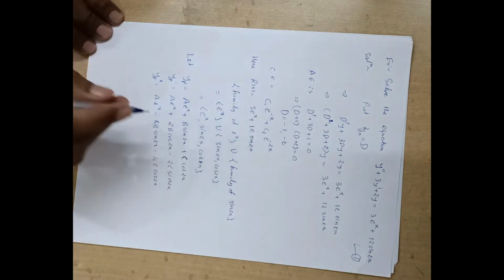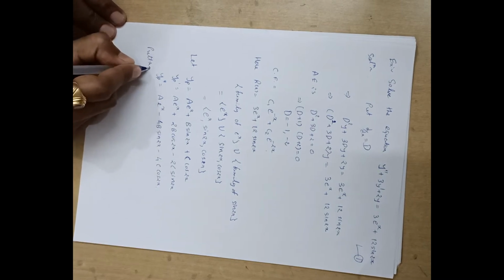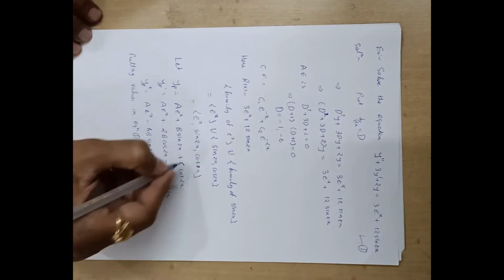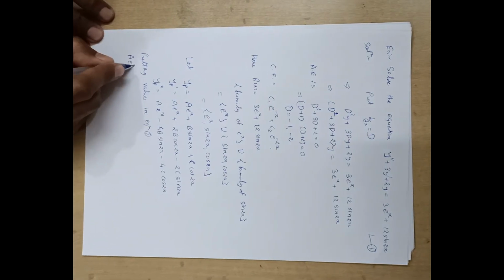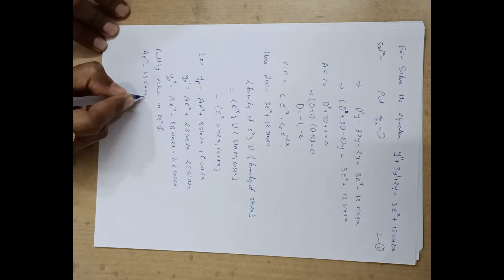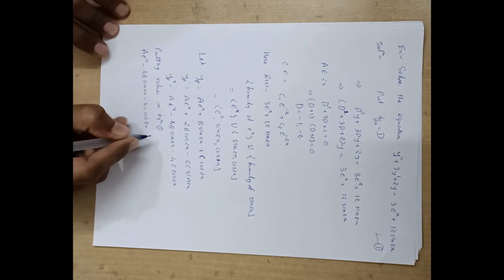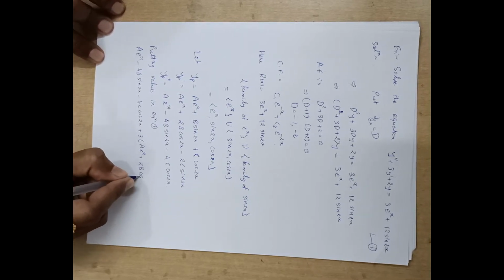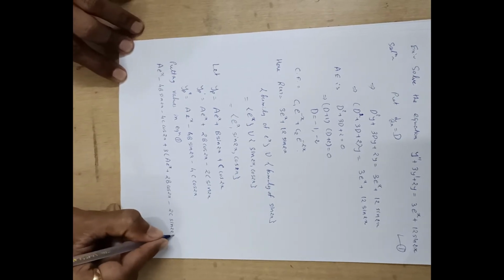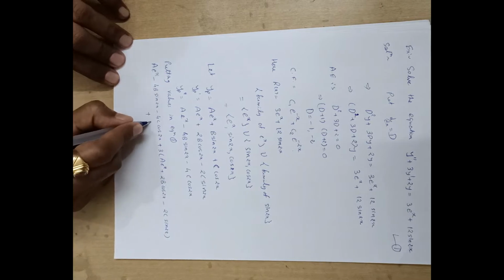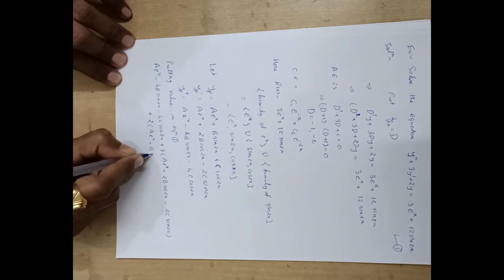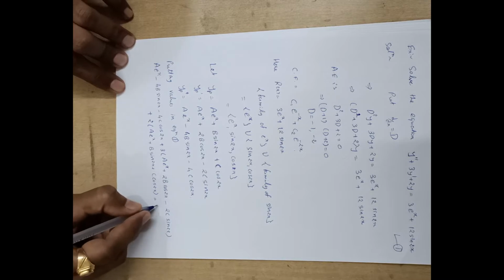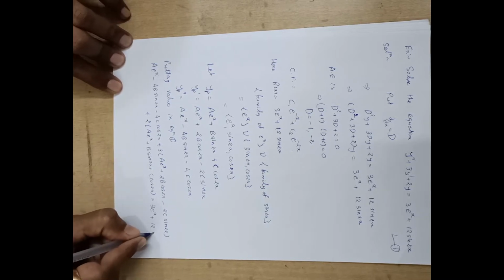Now putting all these values in equation 1, what we have is: y'' will be replaced with yp'', that means a e^x - 4b sin 2x - 4c cos 2x, plus 3 into yp', that will be a e^x + 2b cos 2x - 2c sin 2x, and 2 into y will be replaced with yp, so 2 into (a e^x + b sin 2x + c cos 2x), equal to 3e^x + 12 sin 2x.